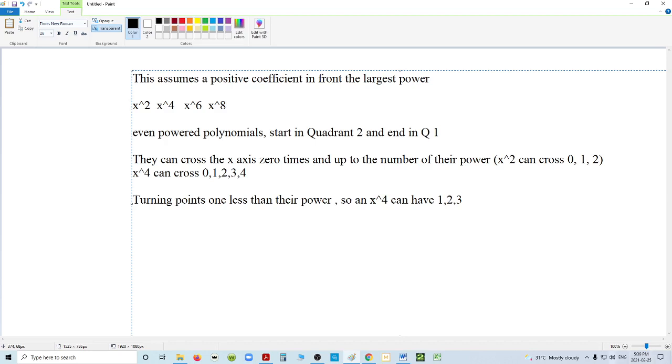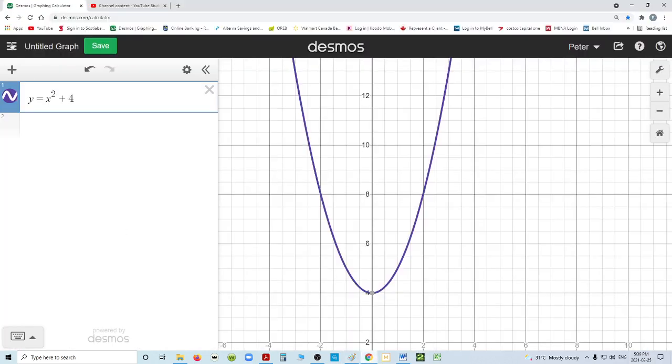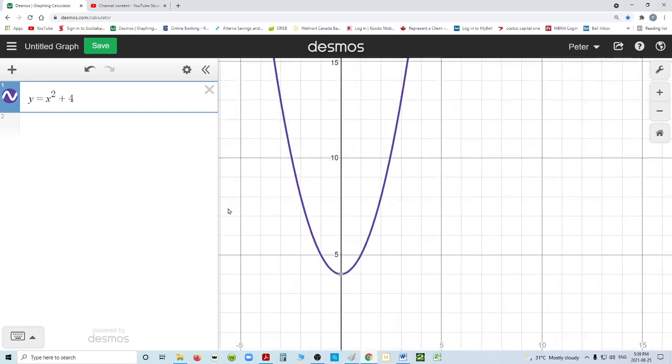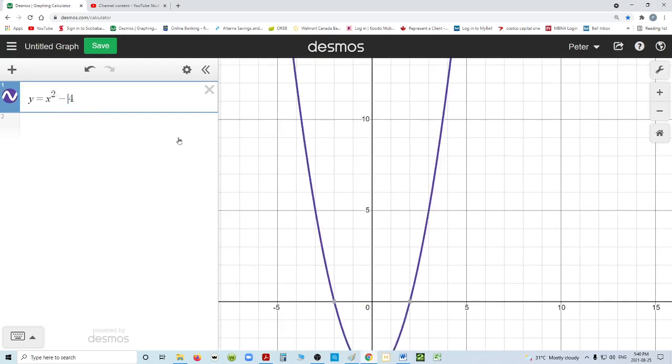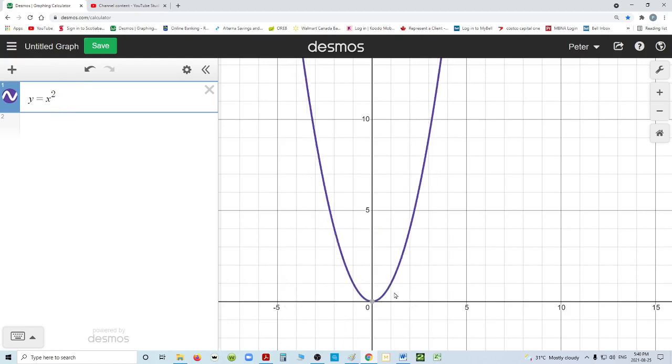Let's look at it. Let's look at a few. So there's an x squared parabola that's raised by 4. It never crosses the x-axis. If I lower it by 4, it crosses the x-axis twice. And if I have nothing here, if I have no b value here, it only touches the x-axis once.